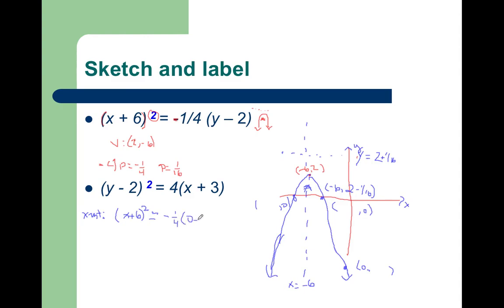Y is 0. -1/4 times -2 is +1/2. Don't square that out. Undo the squaring with the plus and minus square root.